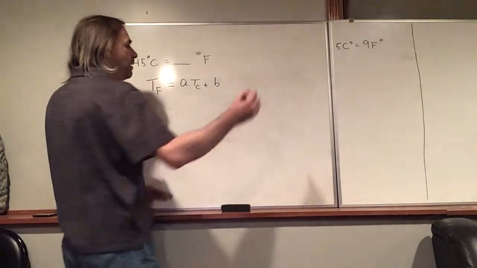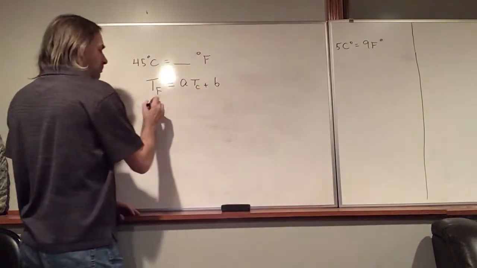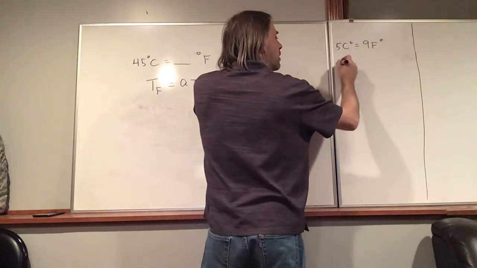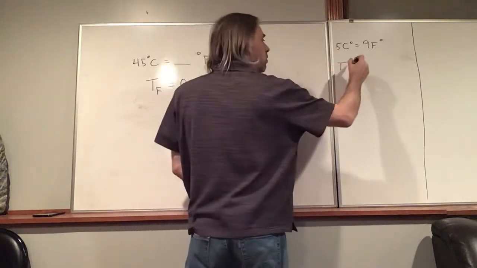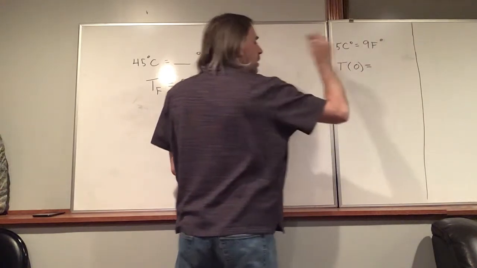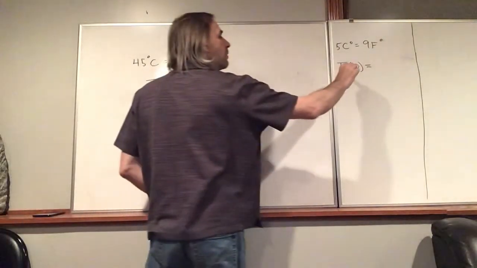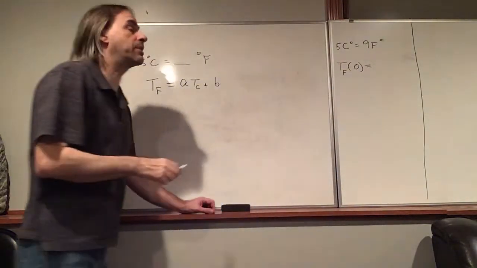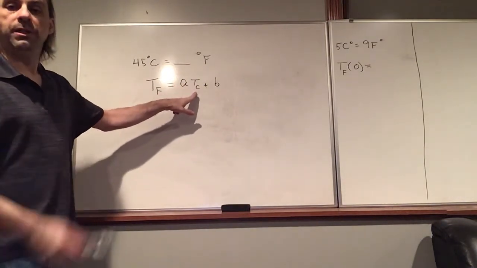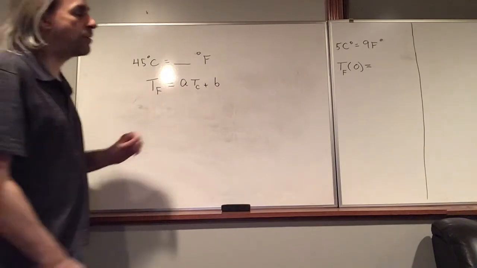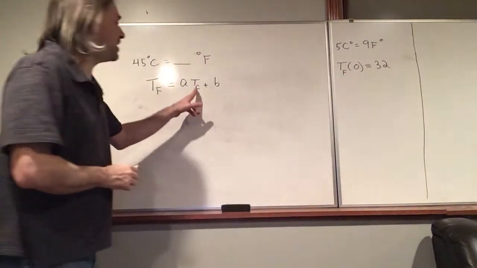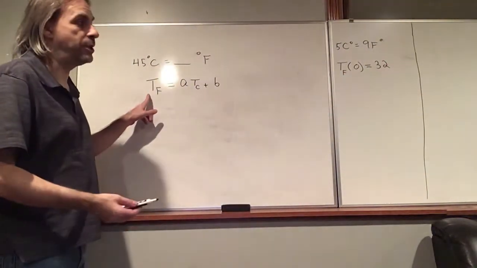Let's say we plug in, I'm going to write this over here. What we know is, again, we have a function of the temperature on the Celsius scale. We have a function of T_C. So let's say T_C is 0. 0 degrees on the Celsius scale, that's 32 on the Fahrenheit scale. So if T_C is 0, T_F has to be 32.